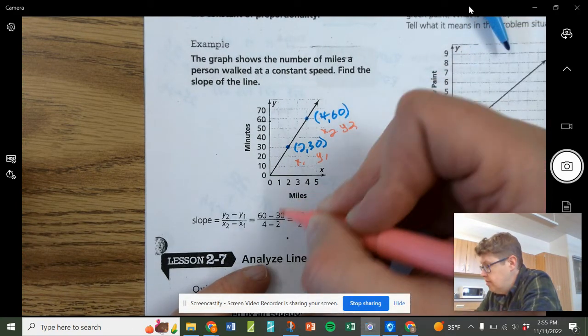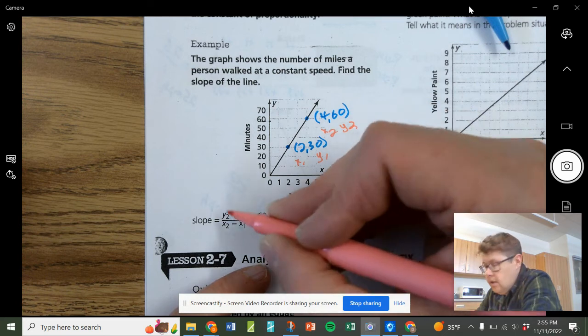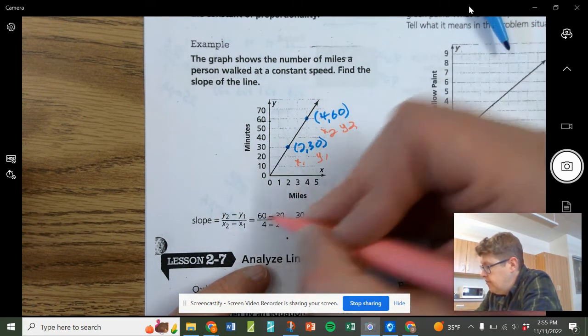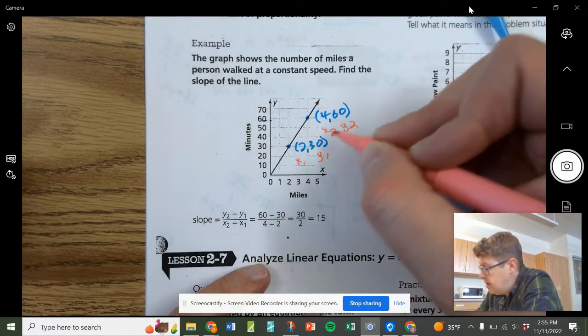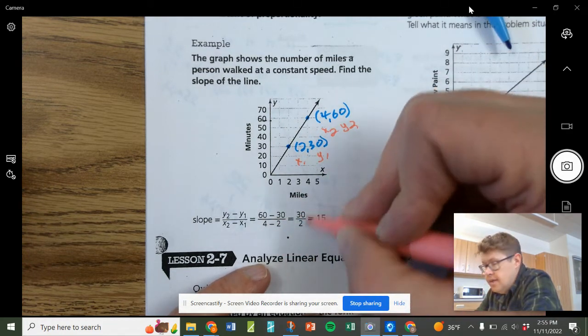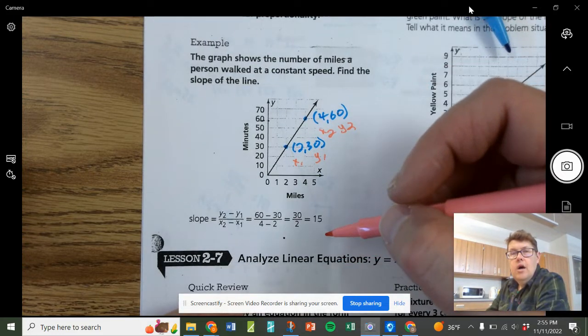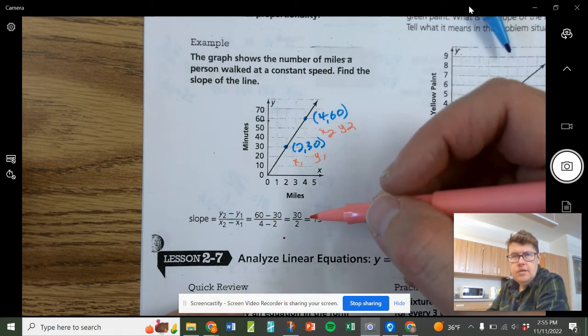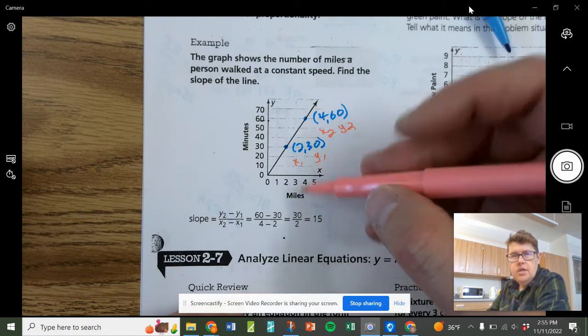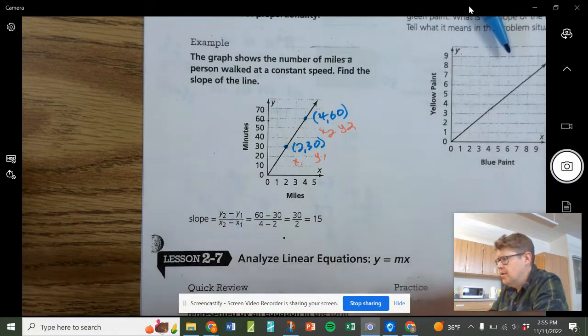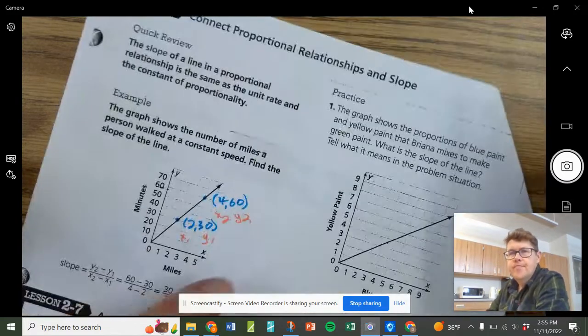Now we just take these, put them into our equation right here, okay? Y2 is 60, so that's why it goes first. You subtract your y1, 60 minus 30. Y's are on top, x's are on the bottom, so 4 minus 2 on the bottom. Subtract, simplify to 15. Okay, so 15, let's see, find the slope of the line, yeah, so 15 minutes per mile, basically. Yeah, so they're going pretty slow, like 4 miles an hour.